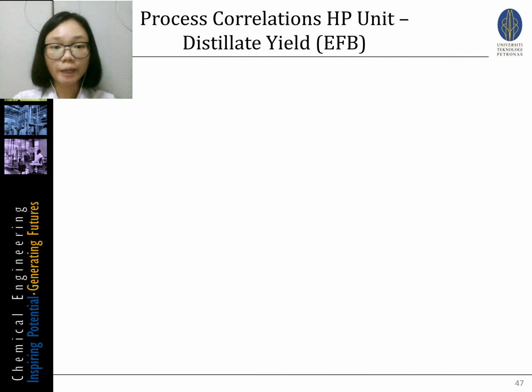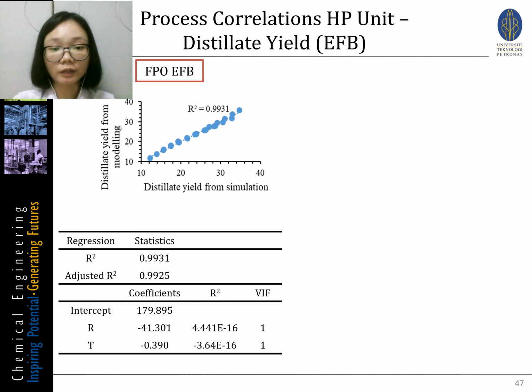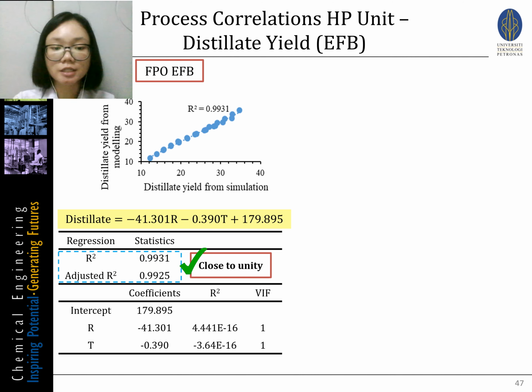Moving on, next, here I present to you the process correlation of distillate yield from EFP bulk oil. Here is FPO-EFP, and this is a result obtained from surrogate model development, and this is the final form of my equation, which consists of variable R and T. The R-squared and adjusted R-squared are close to unity, and the VIF is less than 5.